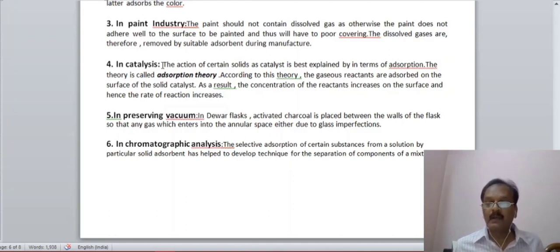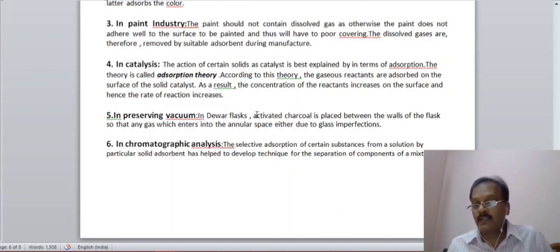That means when the surface is free, the reactant molecules adsorb on the surface, and as they collide together, they form a new product. The product formed is desorbed, and a new surface is exposed. Like this, adsorption, desorption, adsorption, desorption take place. Now you can see the rate of reaction increases in the presence of a solid catalyst based on the adsorption phenomenon. And next one is preserving vacuum, especially in the purification of noble gases.